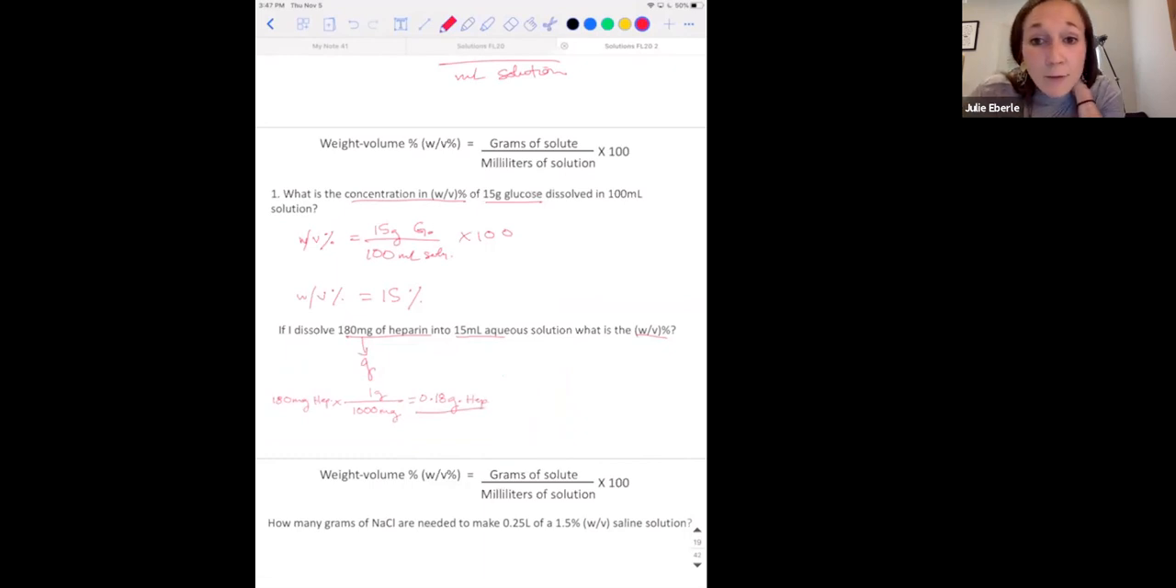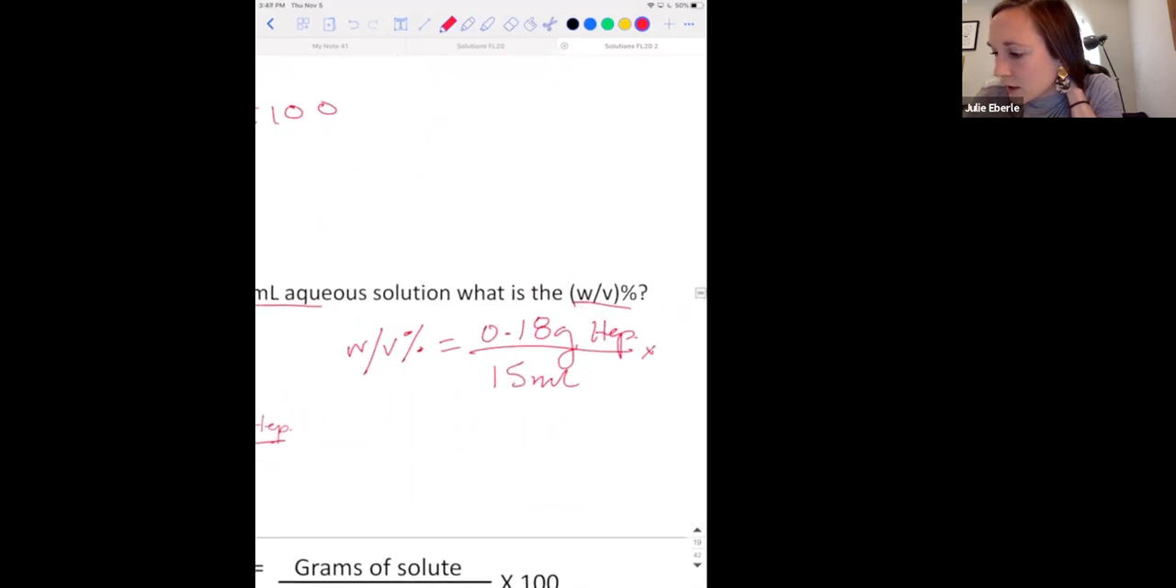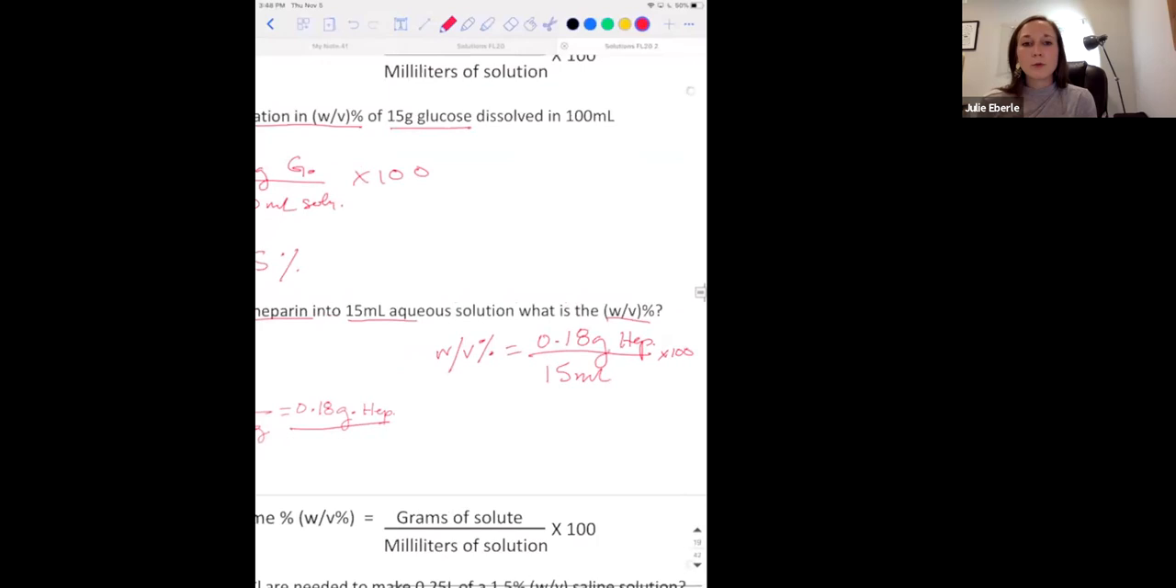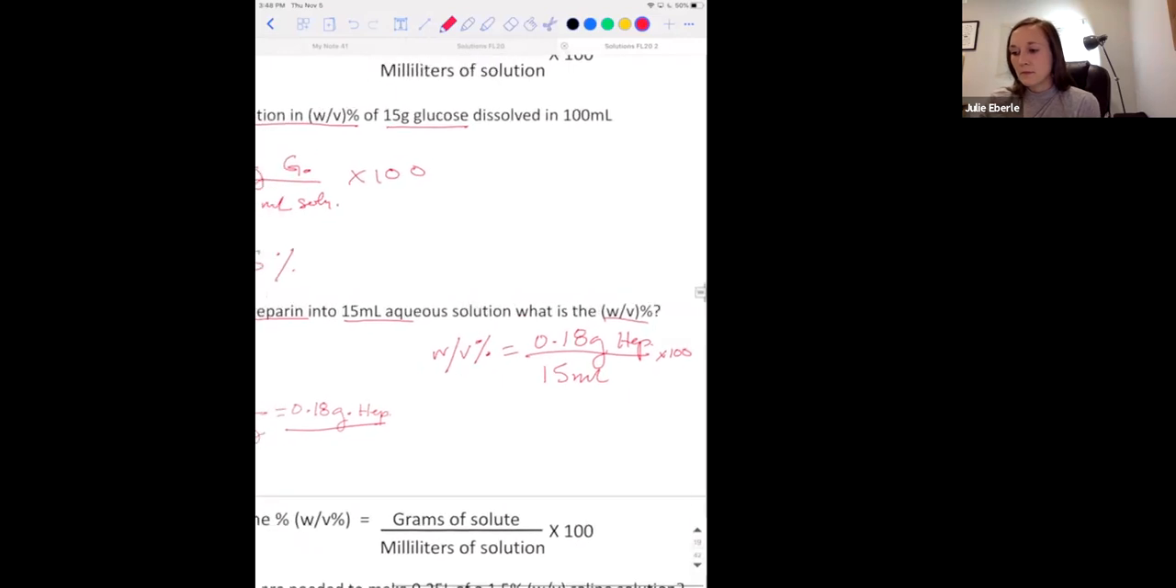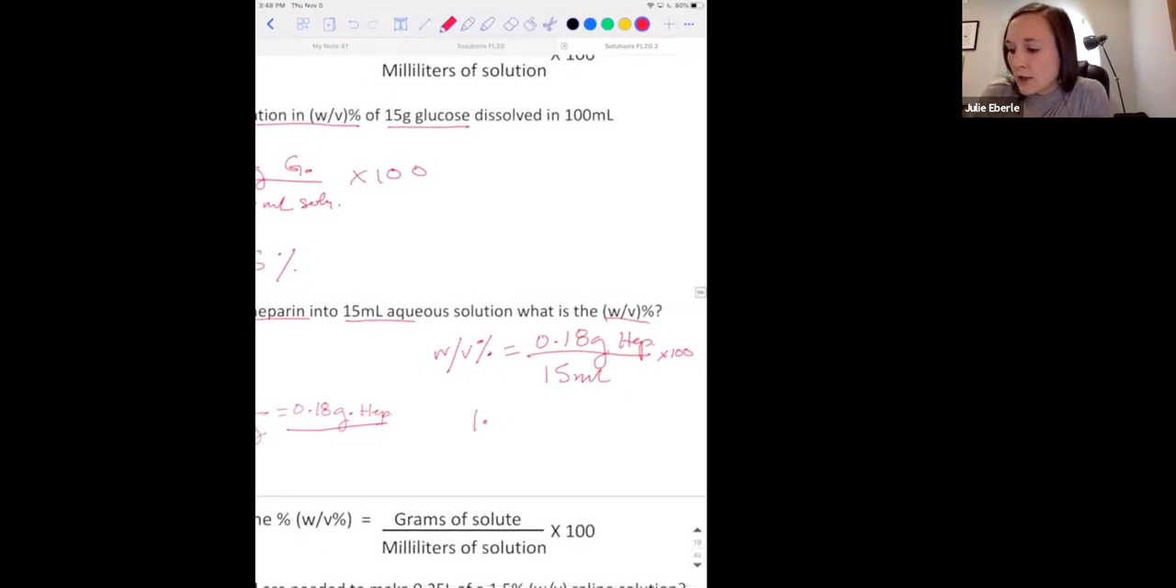Now we can plug that into the top part of our equation. So the weight volume percent is going to be 0.18 grams of heparin divided by 15 milliliters. And then don't forget, you've got to do times 100 to turn it into a percent. So 0.18 divided by 15 gives 1.2 weight volume percent. So it'd be a 1.2% heparin solution.